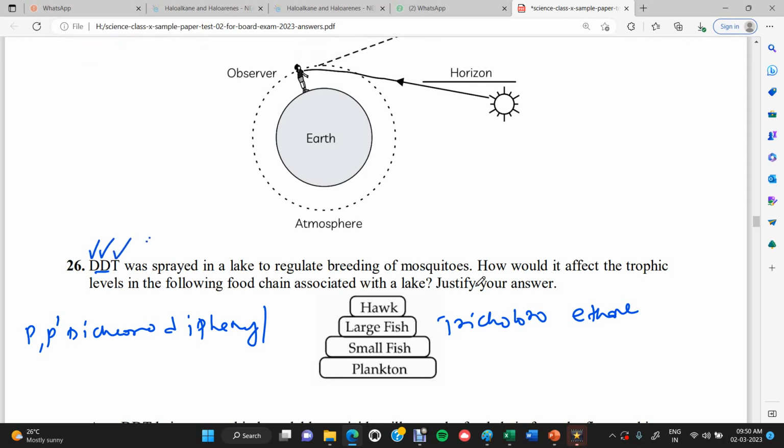So the DDT will have a nice structure. Have a look over here. It will have a good structure. Here, this is Cl and H here.